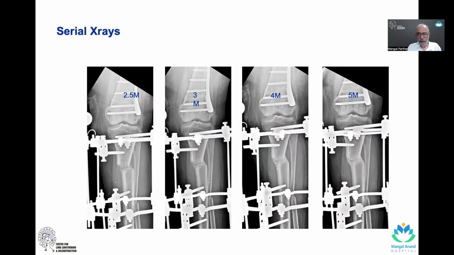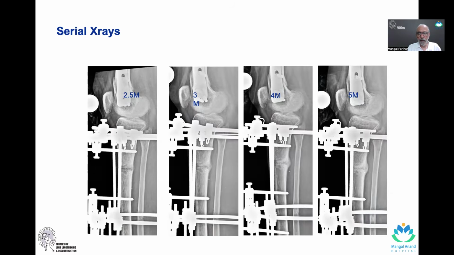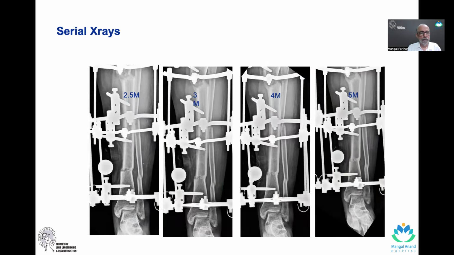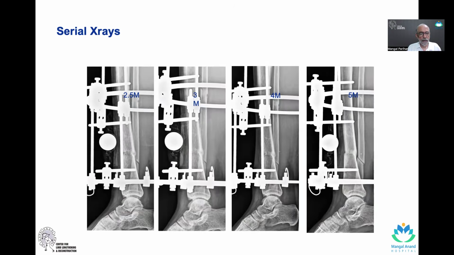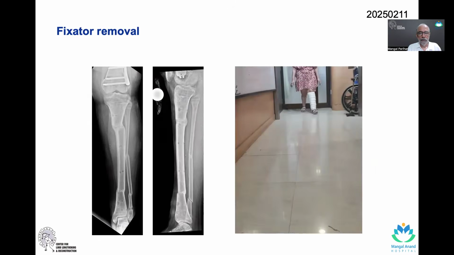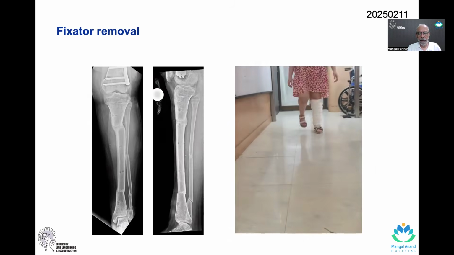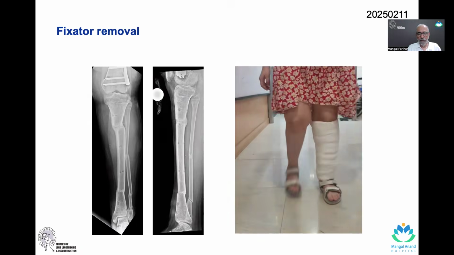And then despite what one may worry, that when there is translation, will there be healing? They heal pretty well. And you can see over a period of 5 months, there is good solid healing in both the proximal and the distal osteotomies on the AP as well as on the lateral. So that's the distal osteotomy showing its healing on the AP, distal osteotomy in the lateral. And this was at the time of fixator removal of the left side.